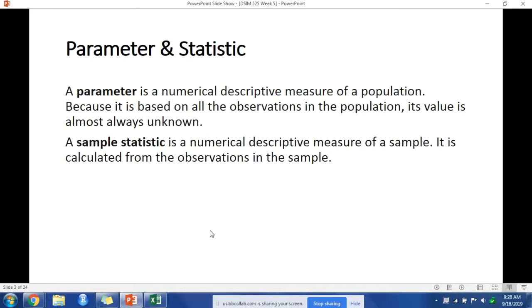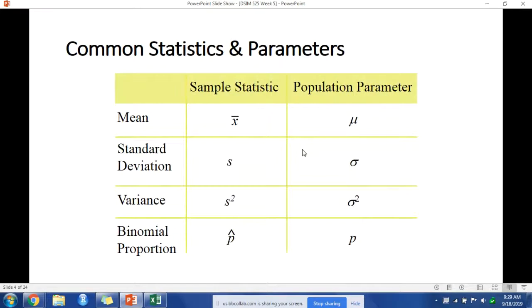So everything we've talked about up until this point has been on parameters, which are a measure from a population. So P is parameter, population. And then we're trying to generally get some inference based on a sample that we're going to take. A sample gives a statistic, so S is sample, statistic. We're going to calculate this on the observations in our sample. Common statistics and parameters: X bar is our sample statistic, and mu is our population parameter. For standard deviation, we use S and sigma. For variance, it's S squared and sigma squared. And for binomial proportions, which we'll talk about briefly, we have P hat and P.